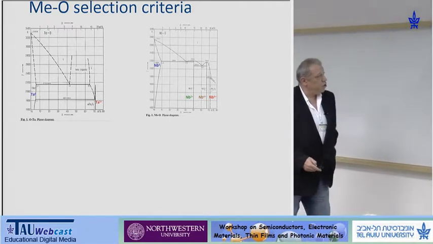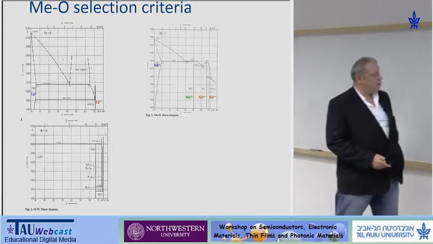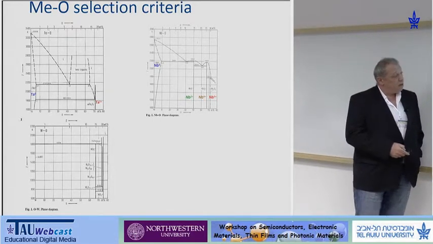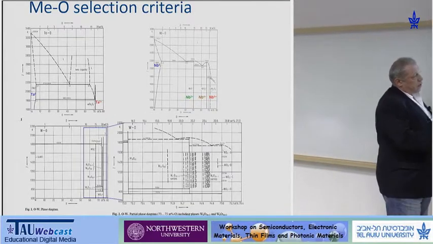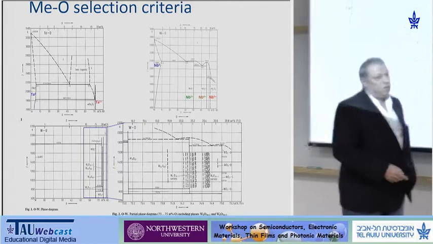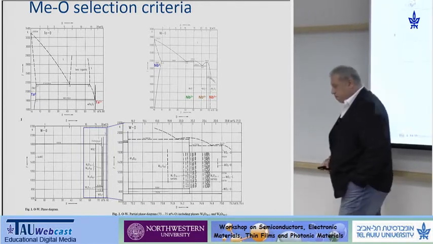And finally, I chose tungsten oxide, and it has an even more complicated phase diagram, because this region here expands. If you blow it up, you will see there are lots of phases very close in stoichiometry, which are called Magnéli phases.